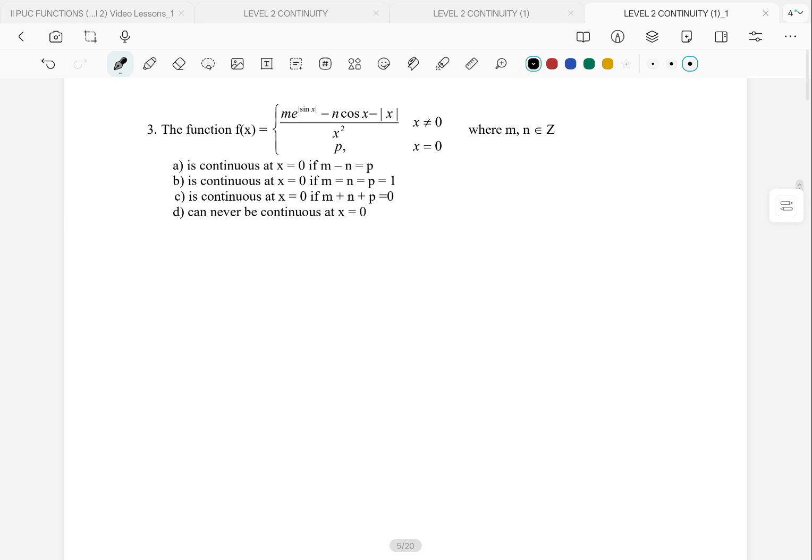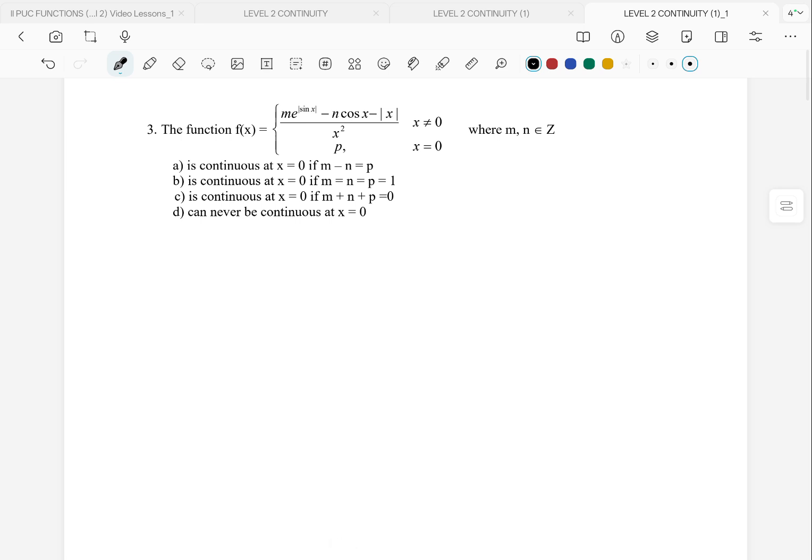The function f of x equal to m e power mod of sin x minus n cos x minus mod x, divided by x squared when x is not equal to 0, and when x equal to 0 it is p, where m and n are integers, is continuous at x equal to 0. The different options are given. As the given function f of x involves mod function, we need to discuss LHL, RHL separately.